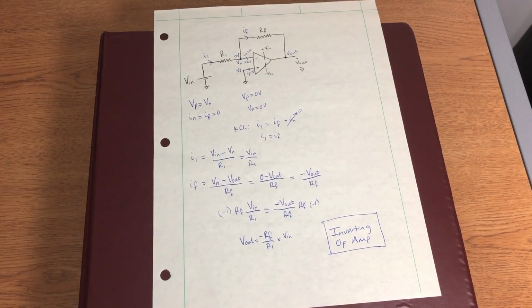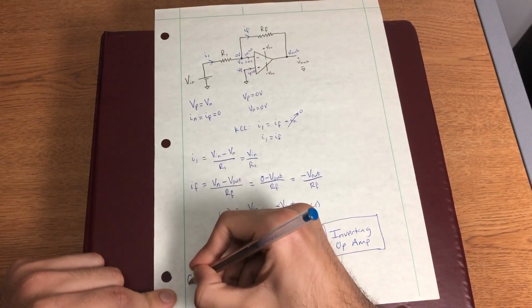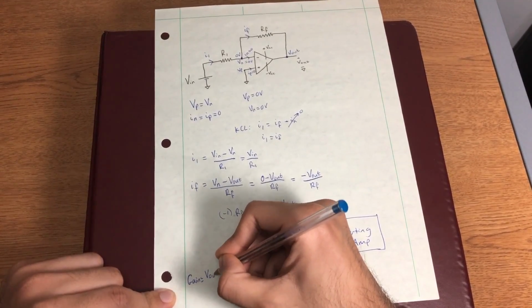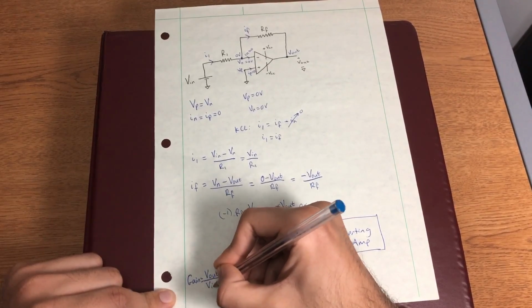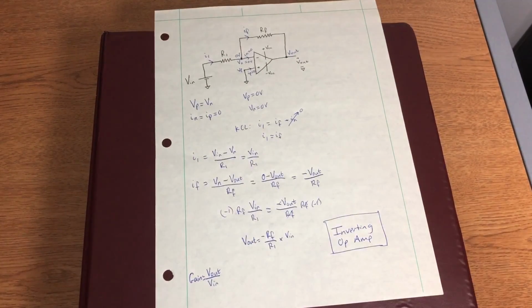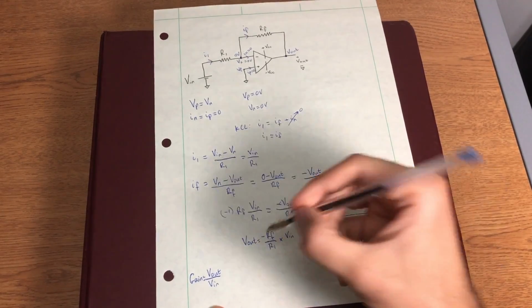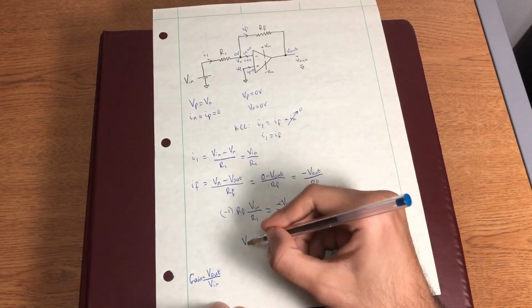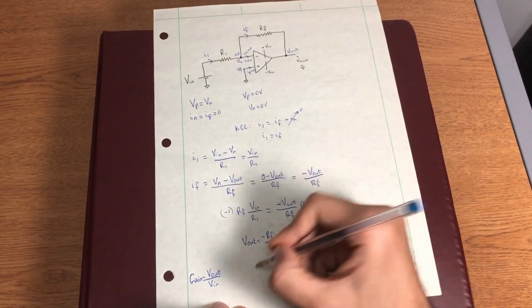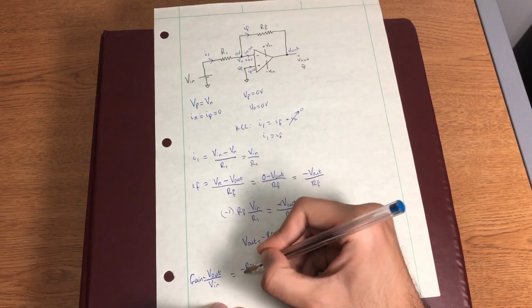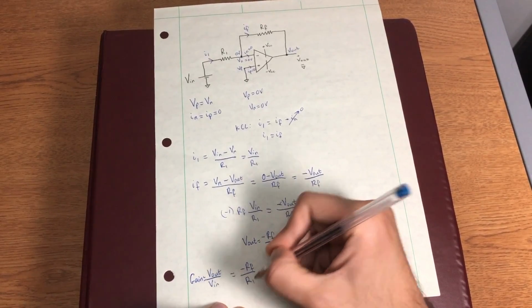Another thing that we can see from this is a quantity called gain. Gain is equal to your output voltage over your input voltage. So if we calculate that for our op-amp circuit, we can see that Vout over Vin is simply equal to negative Rf over R1.